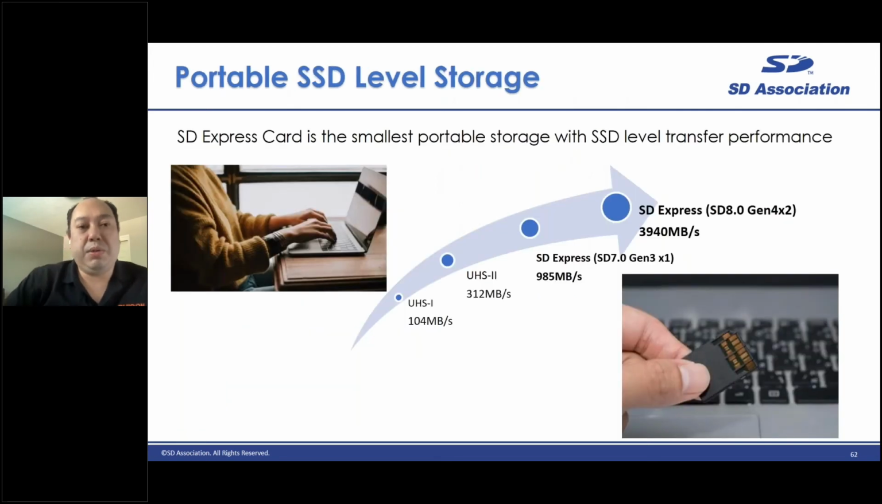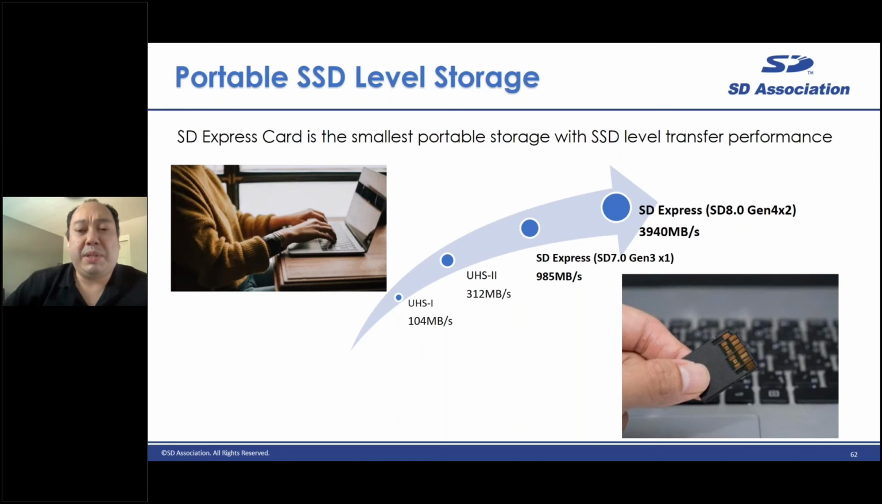Okay, so it's a portable SSD level storage, right? An SD card Express is the smallest portable card with SSD level transfer, right? So you're looking at before when it was UHS, which is only 104 megabytes per second, UHS-II, which is 312 megabytes per second, and then the SD Express 7.0, which is a Gen 3x1 that can get you close to that 1 gigabyte, or 985 megabytes per second.